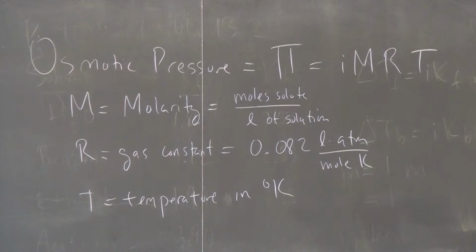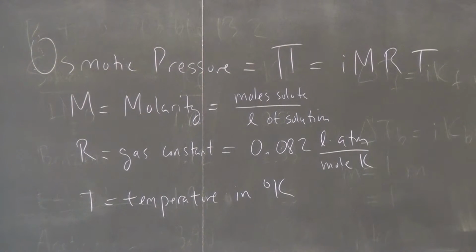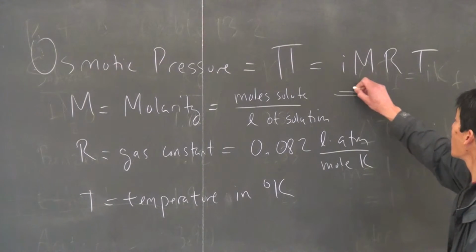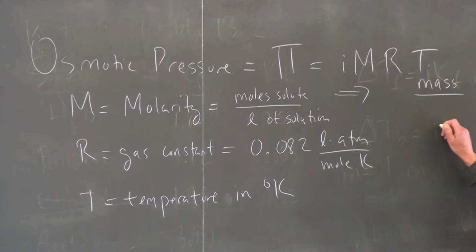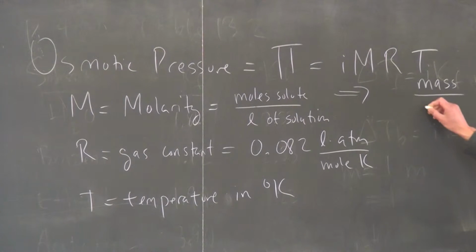We're given the mass, 0.225 grams of protein. So how will we use that mass in this osmotic pressure equation? Yeah, so note that the moles of solute is going to equal the mass divided by the, what was it? Yeah, molar mass. Okay, so this is where that mass comes in.